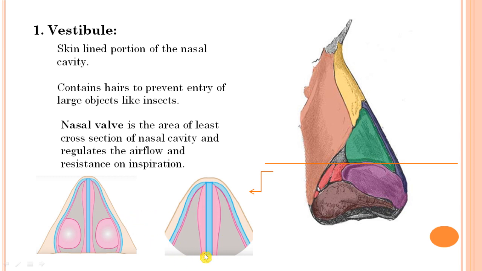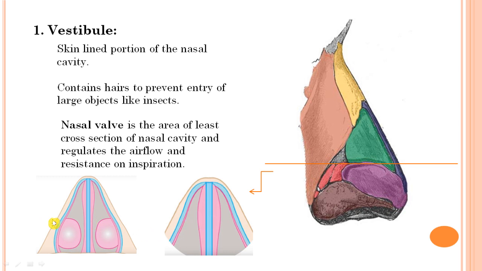So this is an area of prime importance. And normally this angle between the lateral cartilage and the nasal septum is 30 degrees, and sometimes the collapse of the nasal wall is treated surgically by just widening this angle. So that's the importance of the nasal wall.